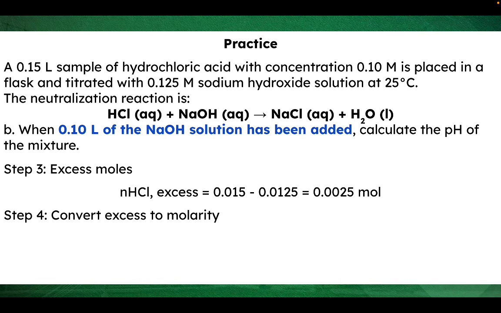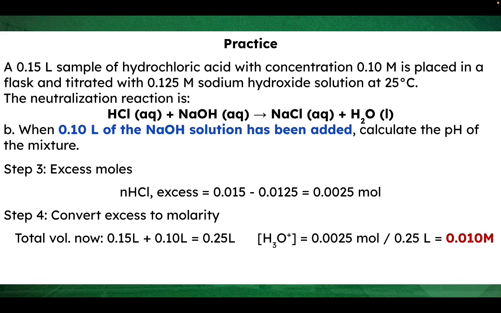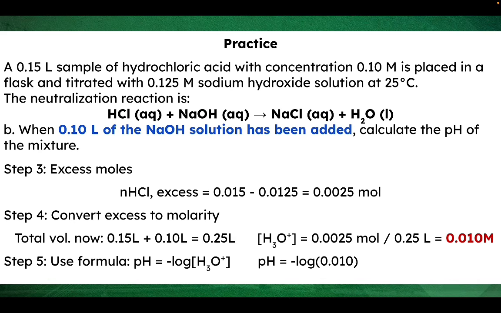Then we convert this to molarity. The volume would be 0.15 liters plus 0.10 liters, which is the volume of the NaOH that you added. This will give you a total volume of 0.25 liters. Now we can calculate the hydronium ion concentration, because again, this is HCl, a strong acid, so we're calculating hydronium ion. 0.0025 mole over 0.25 liter is equal to 0.010 molar. Now that we have the molar concentration of hydronium ion, we can use the formula for pH, negative log concentration of hydronium ion. So this is equal to 2.